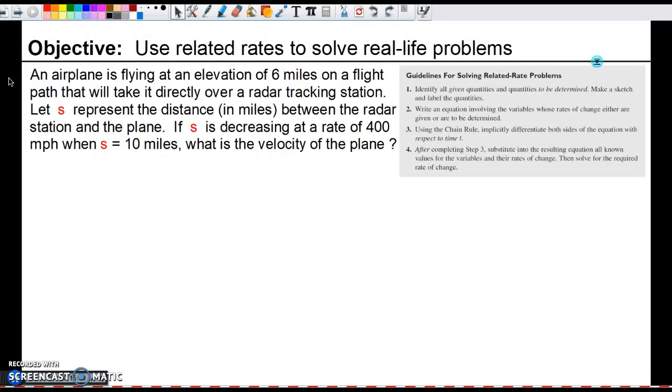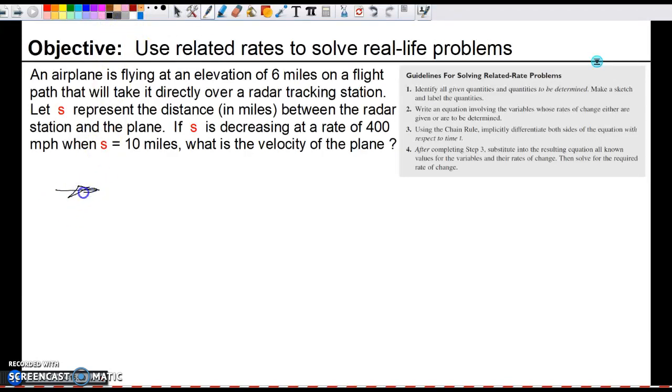Now an airplane is flying at an elevation of 6 miles on a path that will take it directly over a radar tracking station. Let S represent the distance in miles between the radar station and the plane. If S is decreasing at a rate of 400 miles per hour and S is 10 miles, what is the velocity of the plane? Okay, so here's the plane.